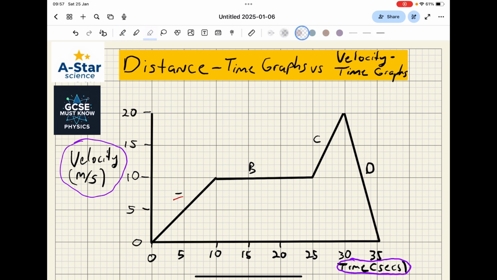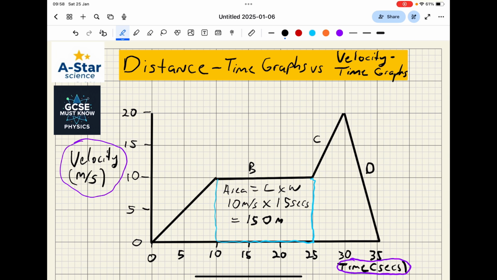So if we look at the area underneath a section, for example, this section here, which I'm going to draw in blue, it's quite simple to calculate the area, because we know that area equals length times width, or base times height, which would equal 10 meters per second times 15 seconds, which is 150 meters. That's the distance that the object would have traveled.